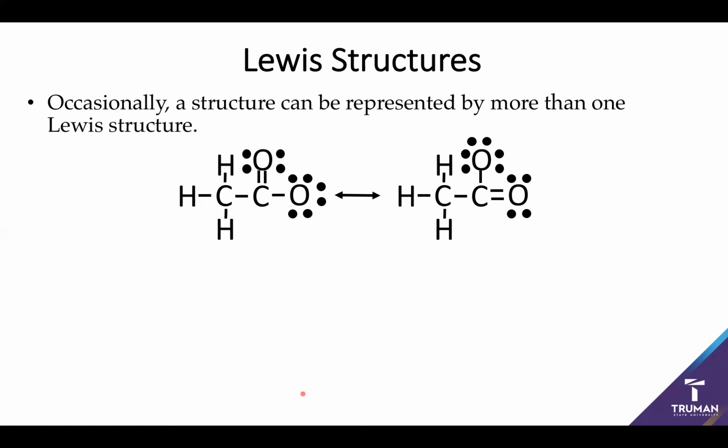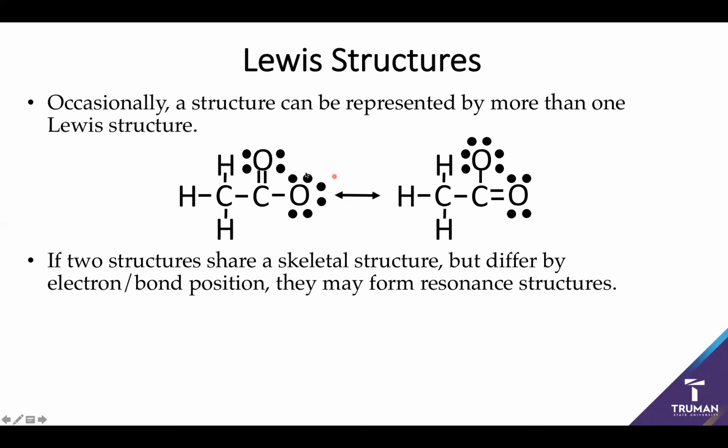Now, one of the things we'll occasionally find is that a real structure can be represented by more than a single Lewis structure, as we have with this acetate case, because we have 2 very similar Lewis structures. They only differ by the position of a double bond. If we have 2 structures that share the same skeleton structure, but the only difference is electron or bond position, essentially the electrons can move around to put double bonds in different locations. They can form what we call resonance structures.